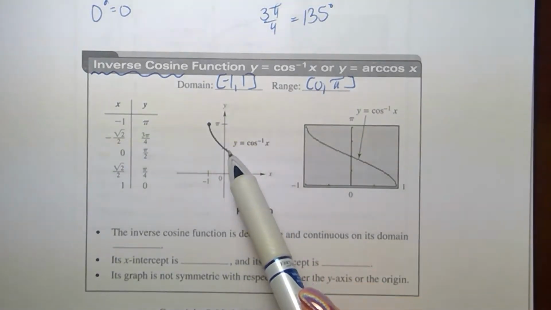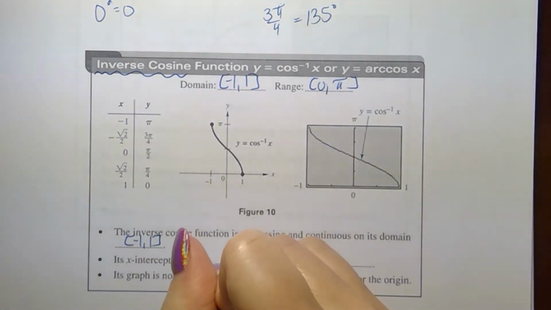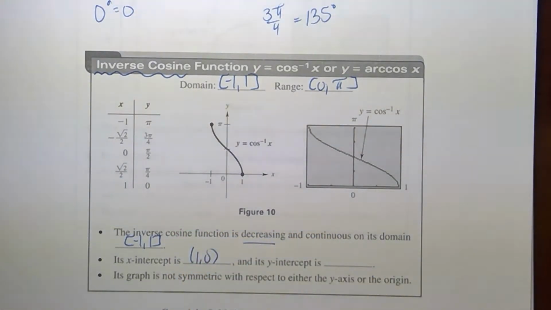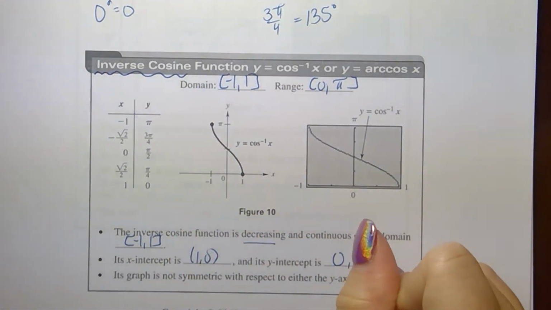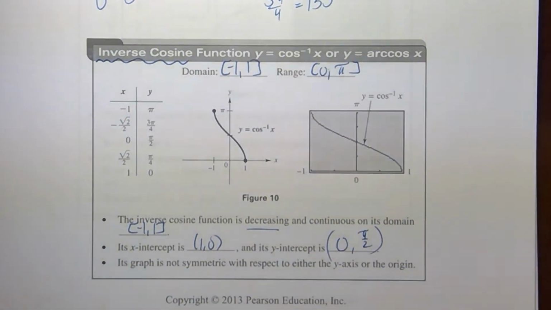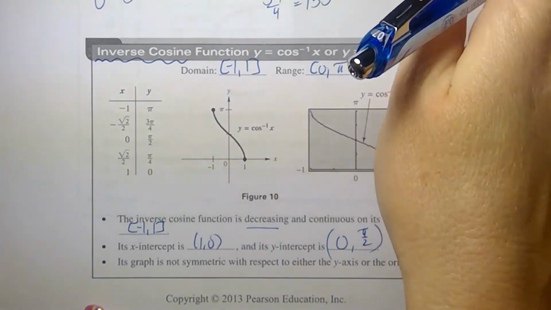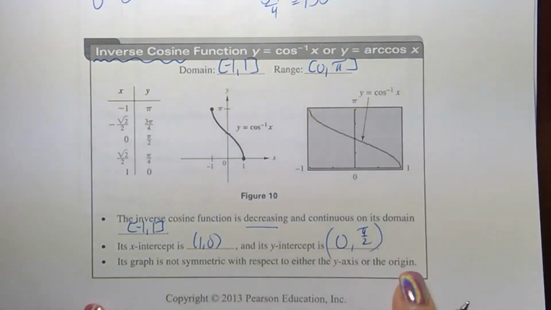Cosine inverse, as you can see from my graph, is a decreasing function and continuous on its domain, -1 to 1. It does not go through the origin. Its x-intercept is at (1, 0), and its y-intercept is at (0, pi half). You don't need to worry about memorizing those. Again, we're not going to be graphing these functions. This graph is not symmetric with respect to either the y-axis or the origin. So while cosine was an even function, cosine inverse is not either. It doesn't have predictable symmetry for us.